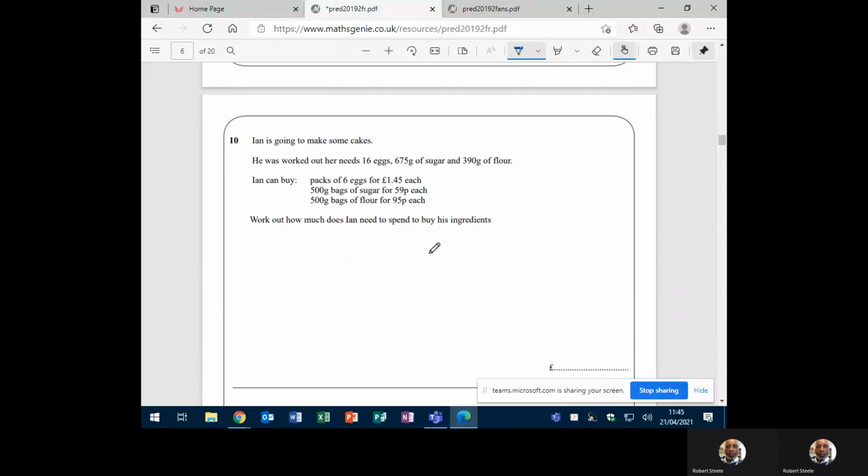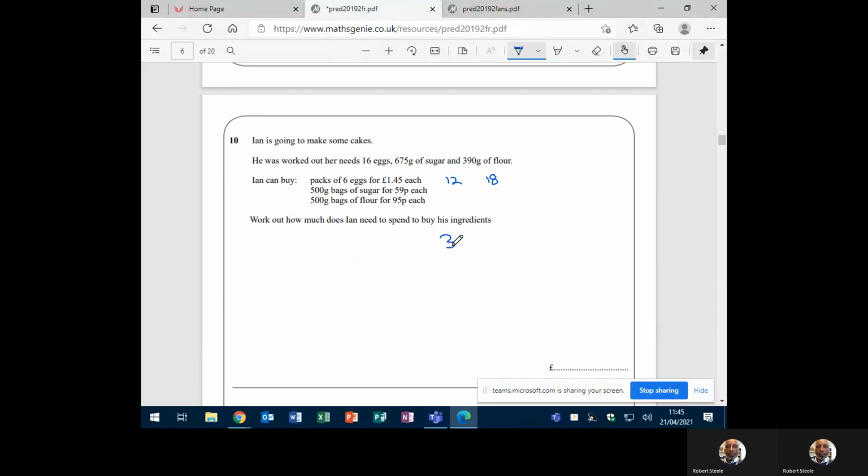Okay, question 10. Eggs come in packs of 6. So 6, 2 packs of 12, 3 packs would be 18. So I'm stopping once I get past the 16 that I need. So that is 3 packs of eggs.